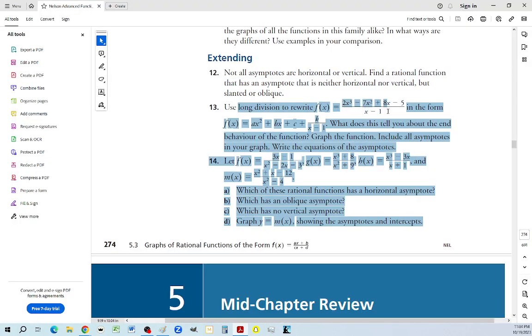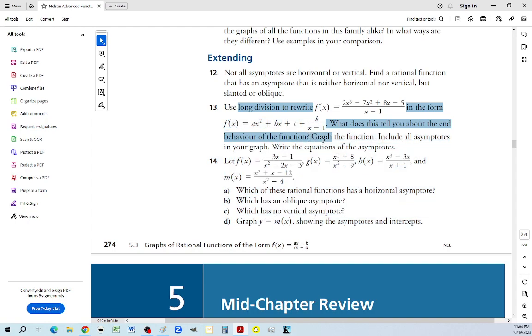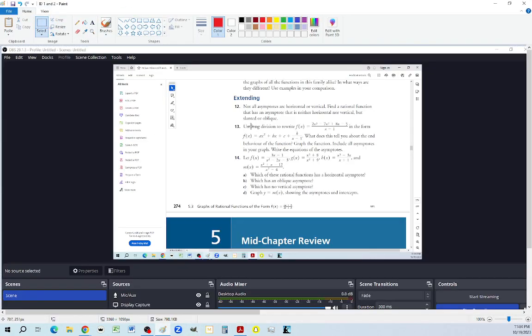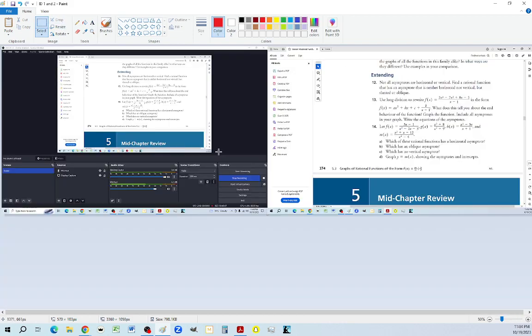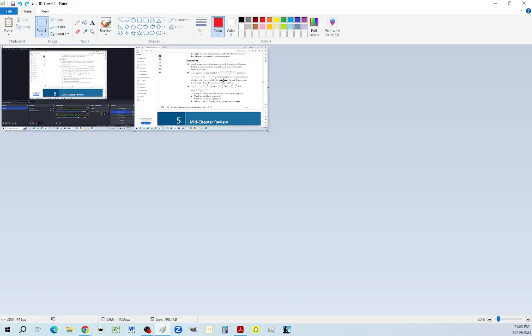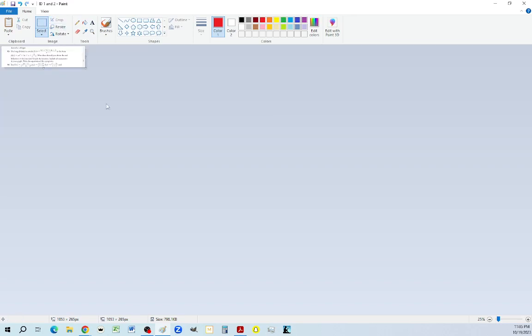Use long division to rewrite this in the form of this. Okay. What does it tell you about the end behavior of the function? Fair enough. Let's do that. That's a good practice. 13. Okay. Oh, yeah, let's take it from over here. Crop, like that. Didn't crop it very well. There we go. Let's crop it like that.